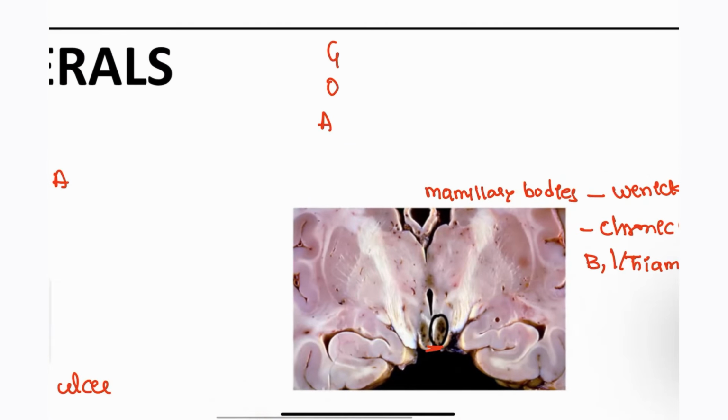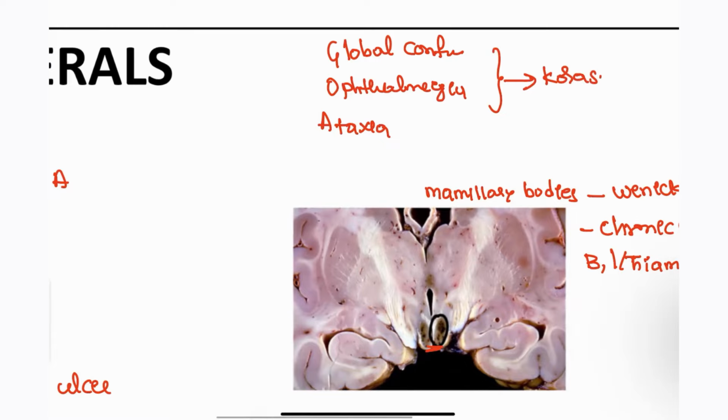What are the symptoms that will be associated? Gait ataxia, global confusion, and also ophthalmoplegia will be seen in this patient, right? And if left untreated, this will convert into Korsakoff. So in Korsakoff, there will be confabulation and also anterograde amnesia, which will be seen in this patient.